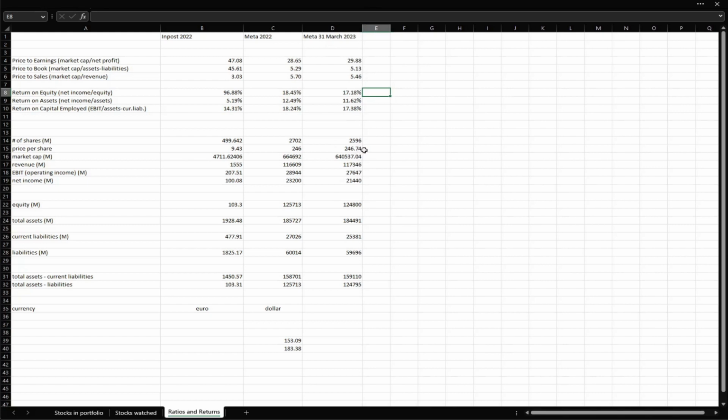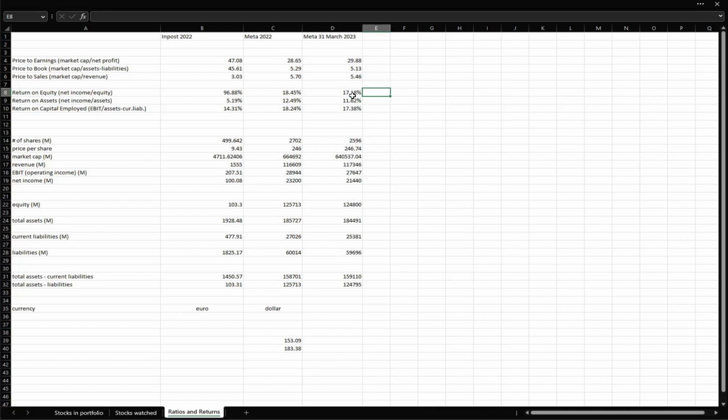So with the current price of Meta shares, what has changed during the first quarter of 2023 is the number of shares outstanding. That gives us a market cap of $640 billion. And revenue is, I use trailing numbers for 12 months ending on 31st of March, not March only. So revenue is a bit bigger, but EBIT is a bit smaller, and net income went down a bit as well, and equity went down, total assets went down, current liabilities went down, and liabilities went down. So all those numbers have changed a bit.